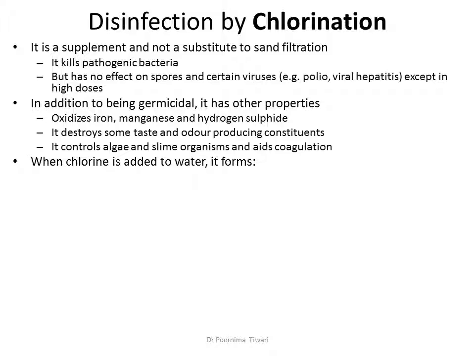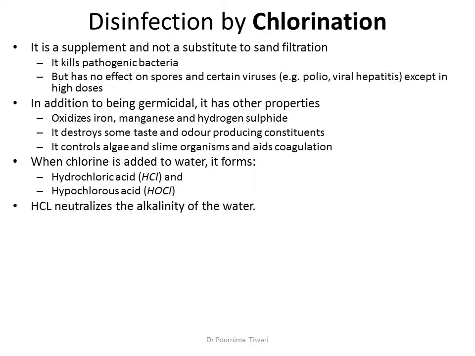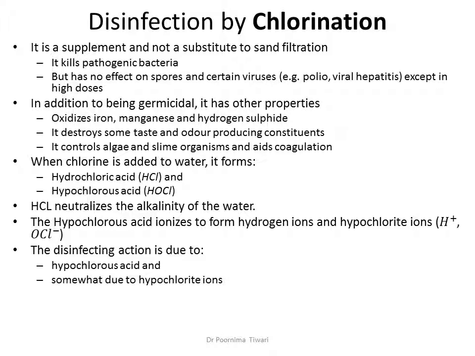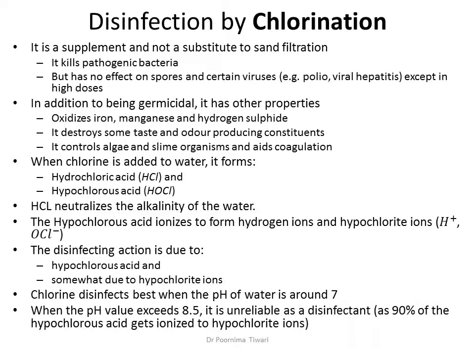When chlorine is added to water, it forms hydrochloric acid and hypochlorous acid. Hydrochloric acid only neutralizes the alkalinity of water. The hypochlorous acid ionizes to form hydrogen ions and hypochlorite ions. The disinfecting action of chlorine is basically due to hypochlorous acid and to some extent due to hypochlorite ions. Chlorine disinfects best when the pH of water is around 7. And when the pH value exceeds 8.5, it is unreliable as a disinfectant because 90% of the hypochlorous acid gets ionized to hypochlorite ions. But fortunately, most waters have a pH value between 6 to 7.5.